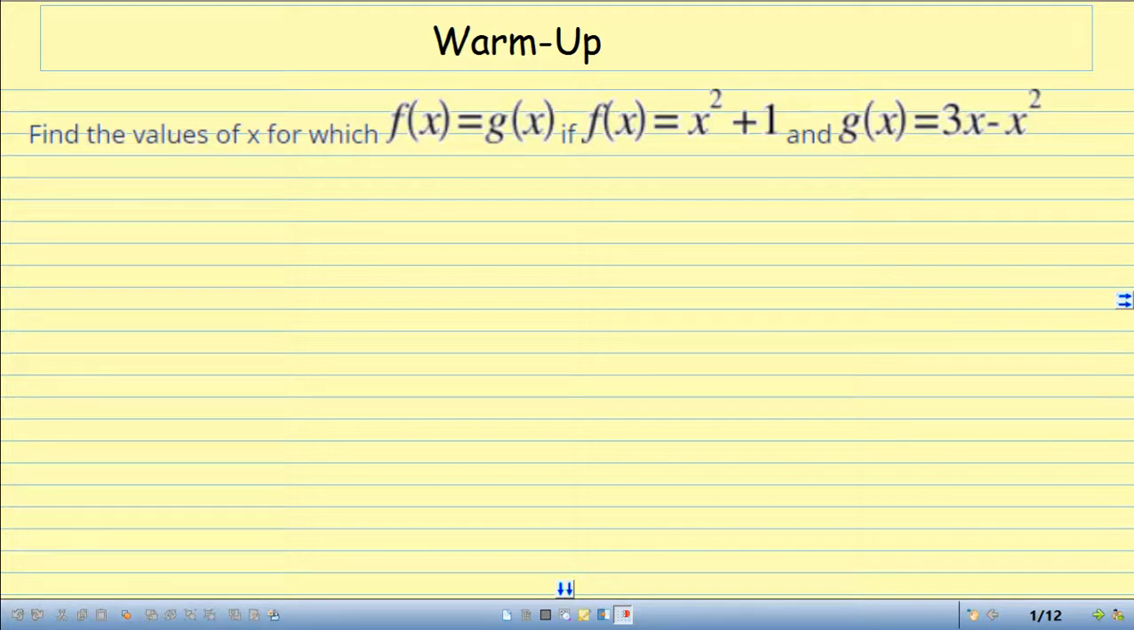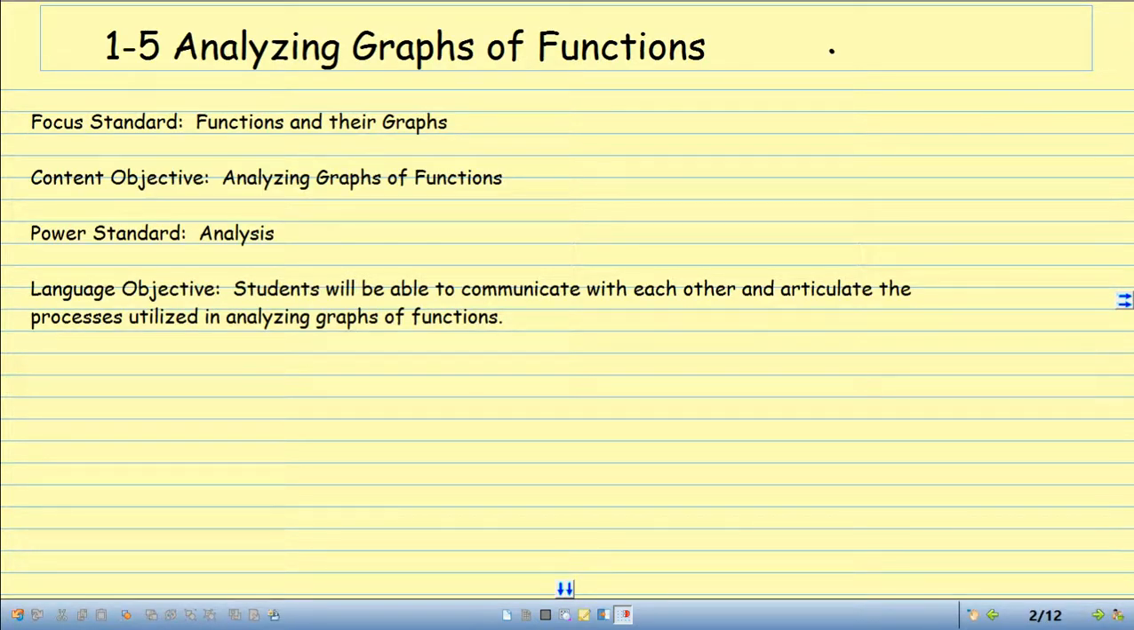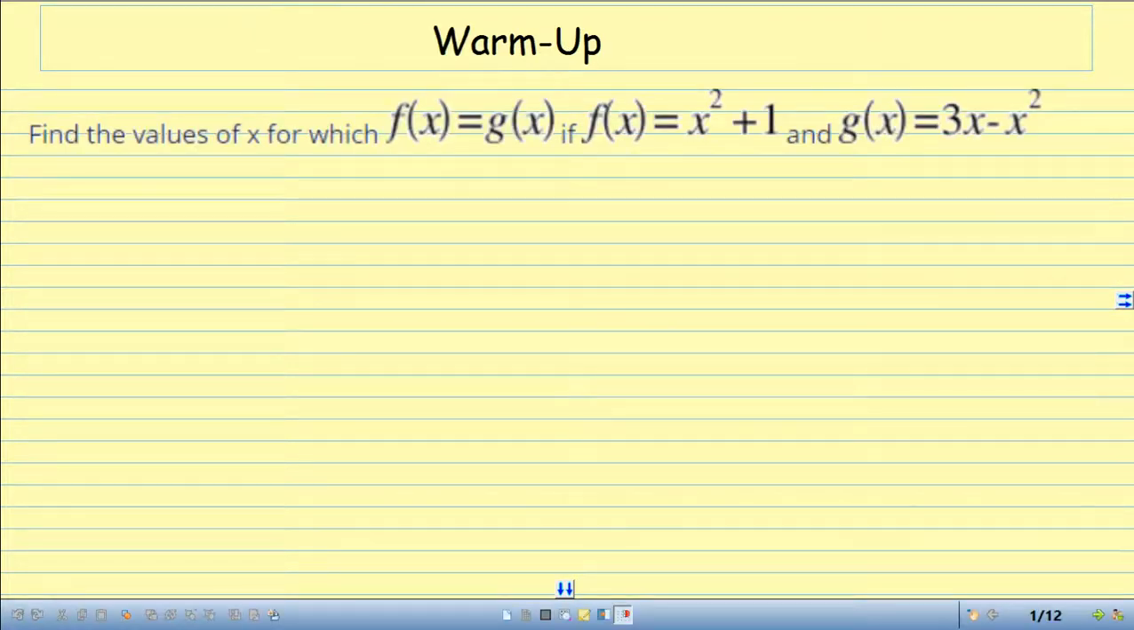Section 1-5, analyzing graphs of functions. But the first thing we're going to do is our warm-up, and this is stuff that I taught you yesterday. We have f of x is equal to g of x.